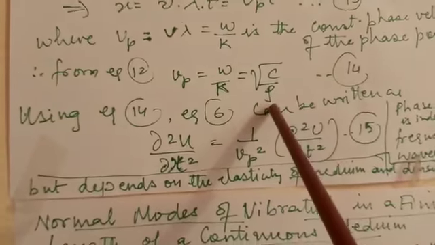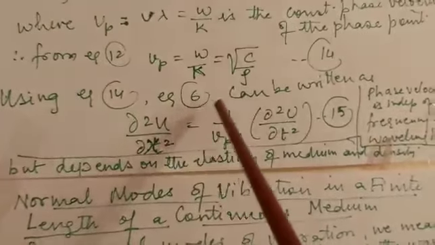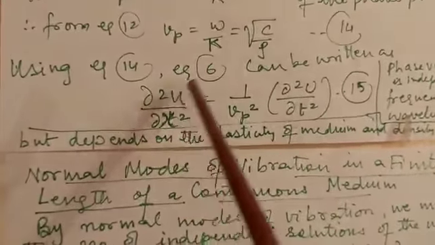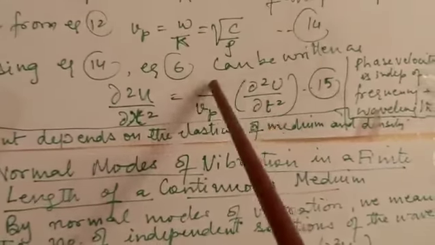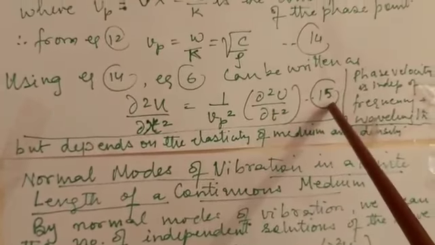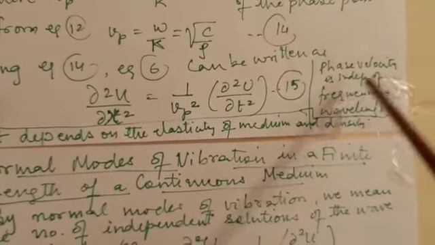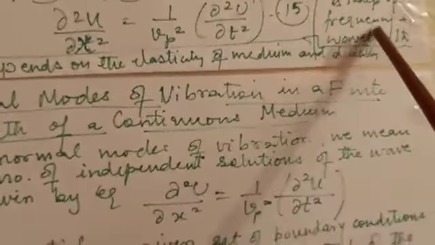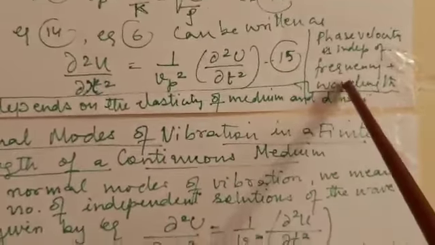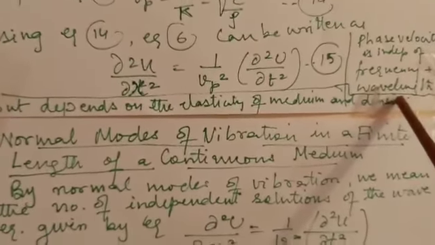From equation 12 that we have, vp is omega by k is equal to under root C by rho, and this is my equation 14. Using equation 14, equation 6 can be written as delta squared u by delta x squared is equal to 1 by vp squared delta squared u by delta t squared, and this is my equation number 15. The phase velocity is independent of the frequency and wavelength, but depends on the elasticity of the medium and the density.